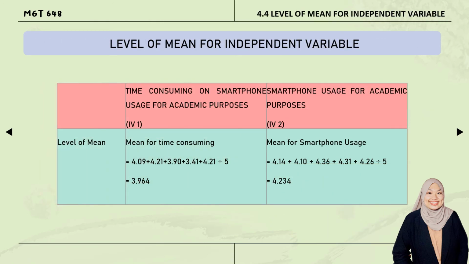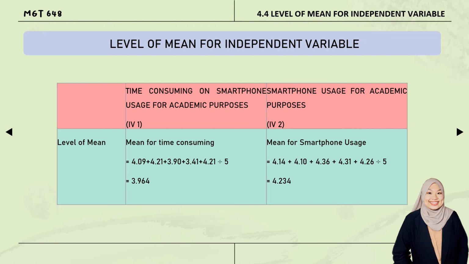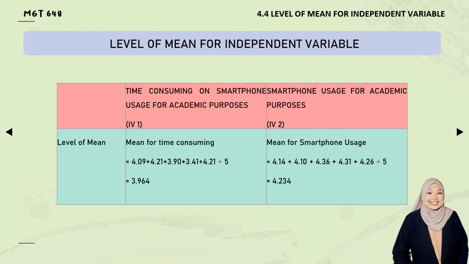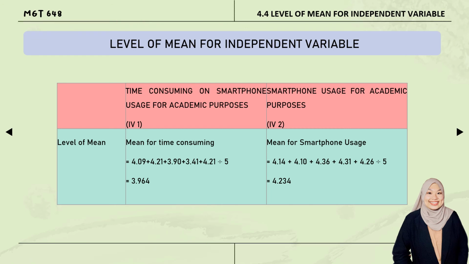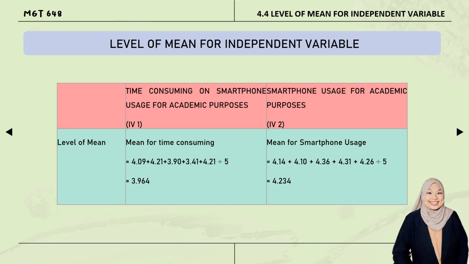Next, we proceed with the level of mean for the independent variables. These findings show the level of overall mean between two different IVs, time consuming and smartphone usage. We can see from the calculation that both independent variables are in the high range, which is 3.68 to 5.00. Overall, we can conclude that smartphone usage has a high mean score of 4.234 compared to time consuming 3.964, where it is perceived as the lowest mean score.